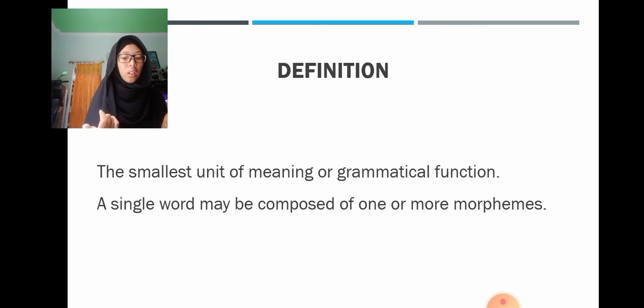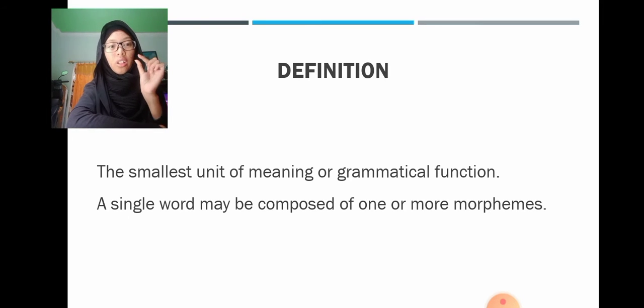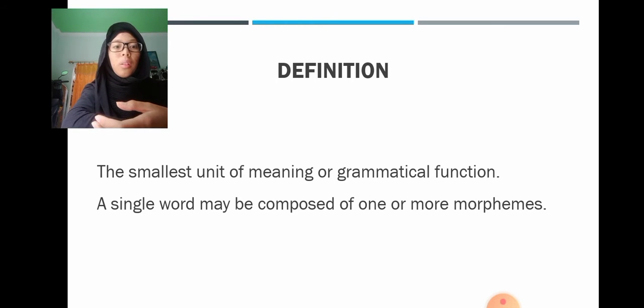You can read. Okay. Definition of morphemes. A morpheme is the smallest unit of meaning or of grammatical function. A single word may be composed of one or more morphemes.